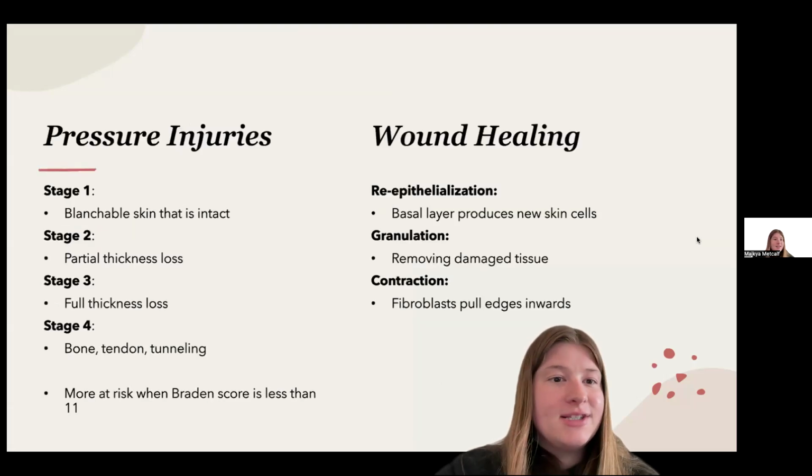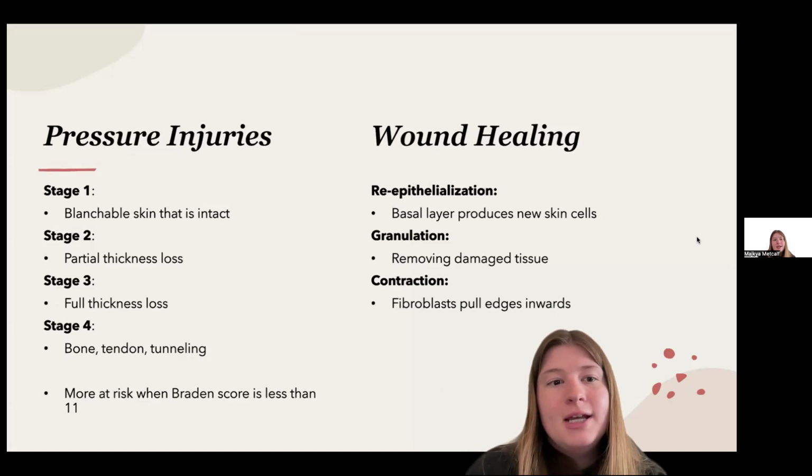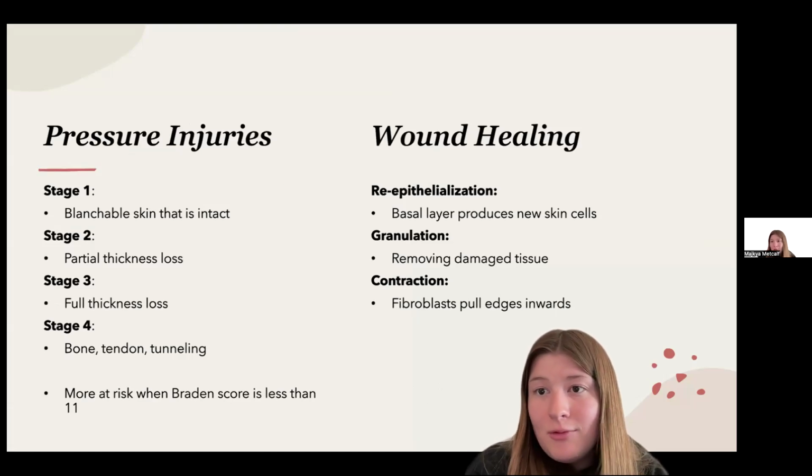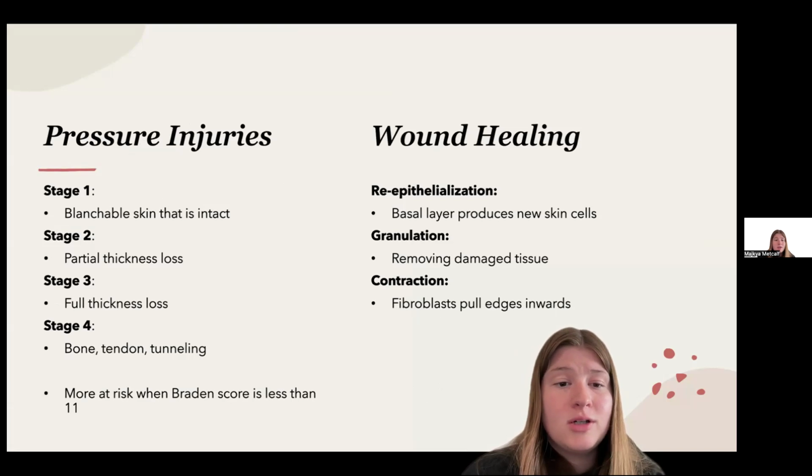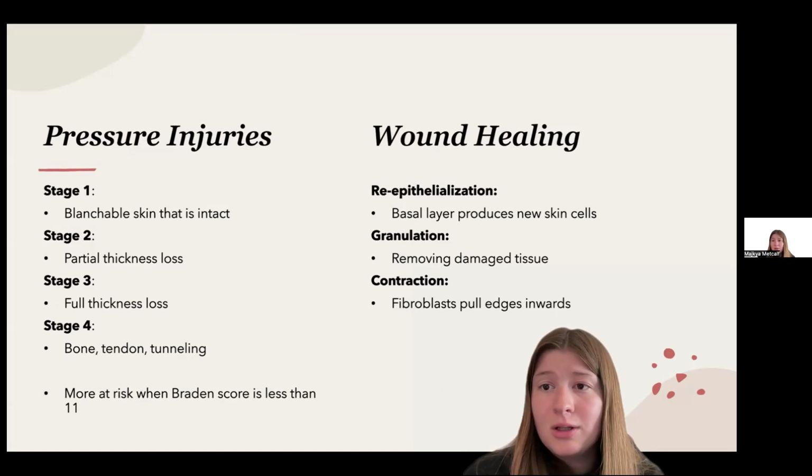Pressure injuries. So stage 1 pressure injury. The skin is going to be blanchable and red, but the skin will be intact. In stage 2, you're going to see partial thickness. Stage 3 is going to be full thickness. And then in stage 4, you're going to be able to see their bone, their tendons. You might see tunneling of the wound. Patients are at a higher risk for this when they score less than 11 on the Braden scale.